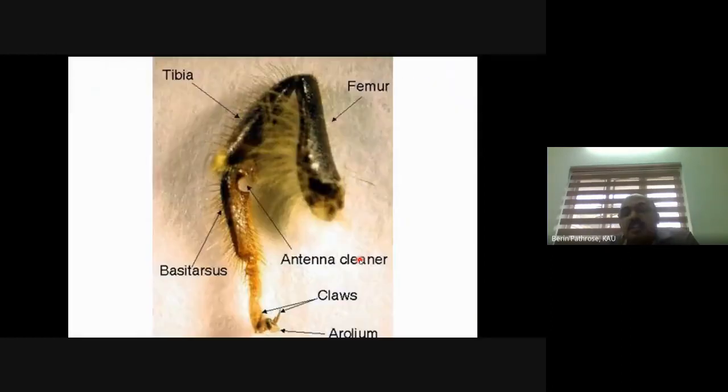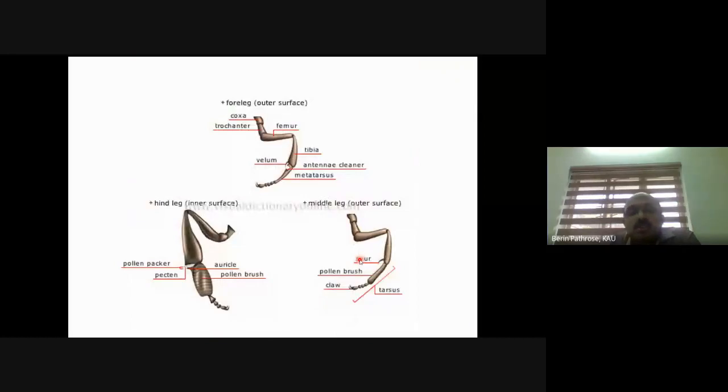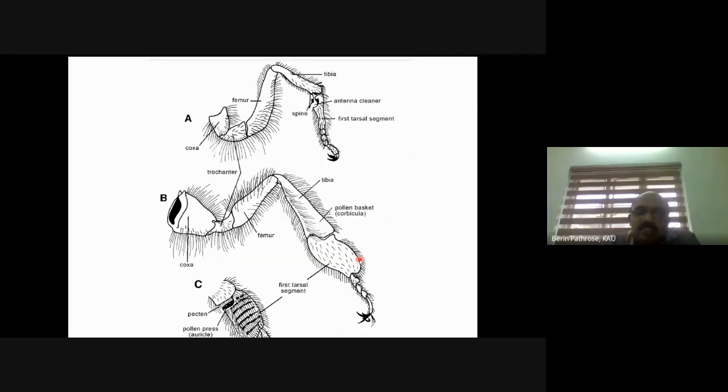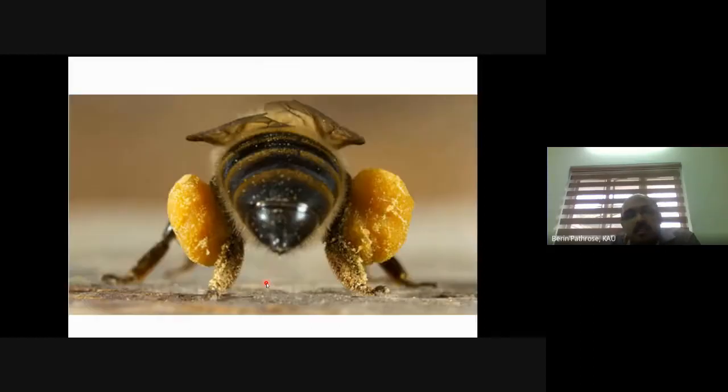Okay, I'll show the video that I showed you yesterday, then it will be clearer. This is another picture. You can draw it in your practical record. This is clear.